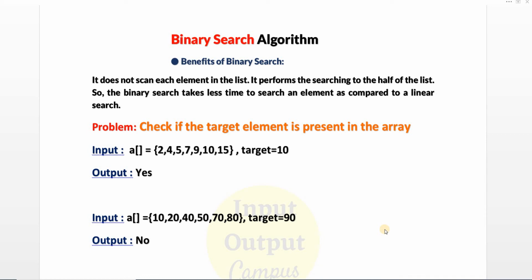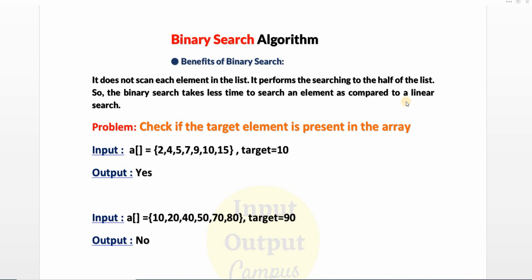So today in this video we'll discuss the most commonly used algorithm, which is the binary search algorithm. This searching algorithm is mostly used for searching elements in an array. The main benefit of the binary search algorithm is that it does not scan each element in the list. It performs the search on half of the list. So binary search takes less time to search an element as compared to linear search. So this is the main benefit of binary search.